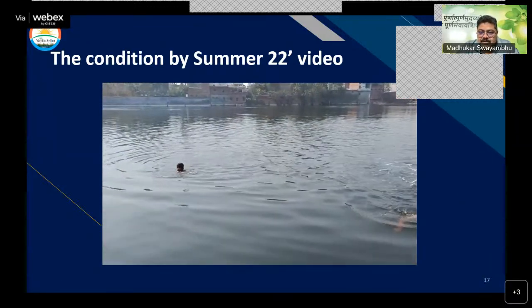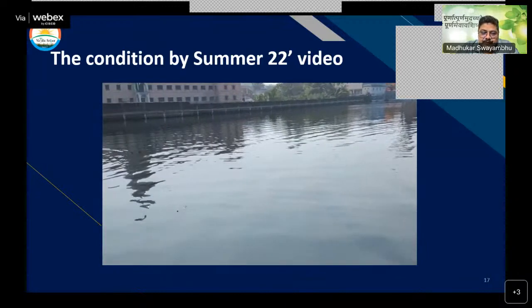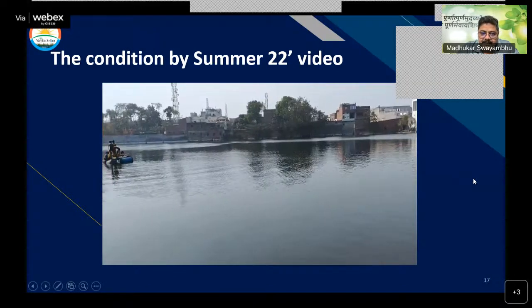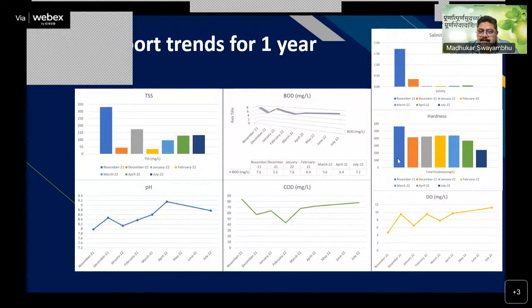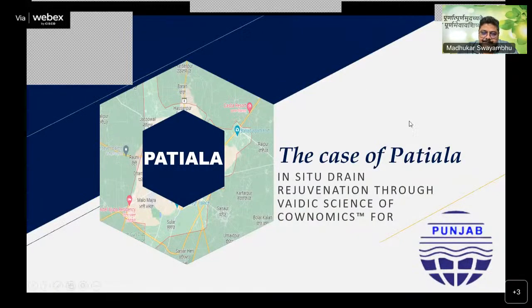So this was a case study of a lake for you, wherein the treatment was 100% in situ. These are the scientific data: suspended solids gone down, BOD, pH, COD, DO. So all the parameters were impacted, and everywhere you can actually see the difference. This entire study was actually done by the Uttar Pradesh Pollution Control Board, Varanasi office.